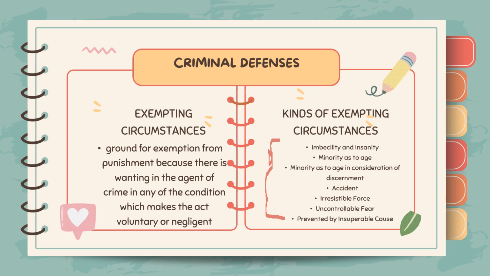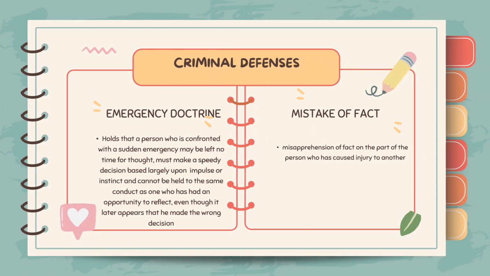Then we have criminal defenses. We have emergency doctrine. Of course, emergency doctrine holds that a person confronted with a sudden emergency must make a speedy decision based largely upon impulse or instinct and cannot be held to the same conduct as one who has had an opportunity to reflect, even though it later appears that he made the wrong decision. So that is the emergency doctrine.